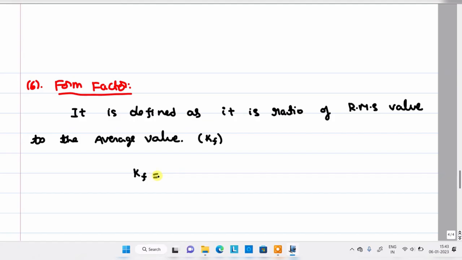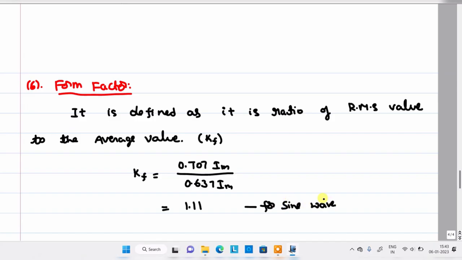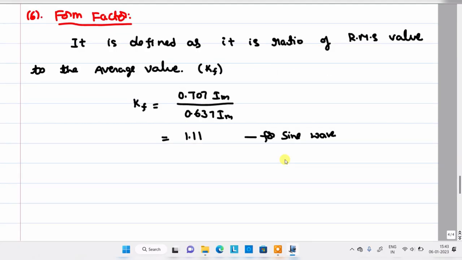So Kf is equal to, what is the RMS value for sine wave, for example 0.707 Im. What is the average value of sine wave? 0.637 Im. So finally, what is the form factor now? 1.11 for sine wave. Is it okay? So this is about the form factor. It is also very important. The form factor value is always constant for a given waveform. For example, for sine wave, whatever amount you are given, average or RMS value, you will get the form factor 1.11. That is a constant.